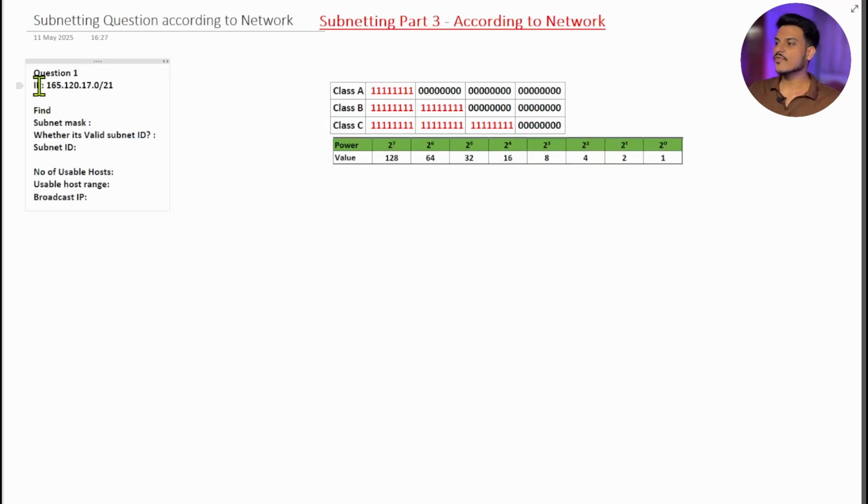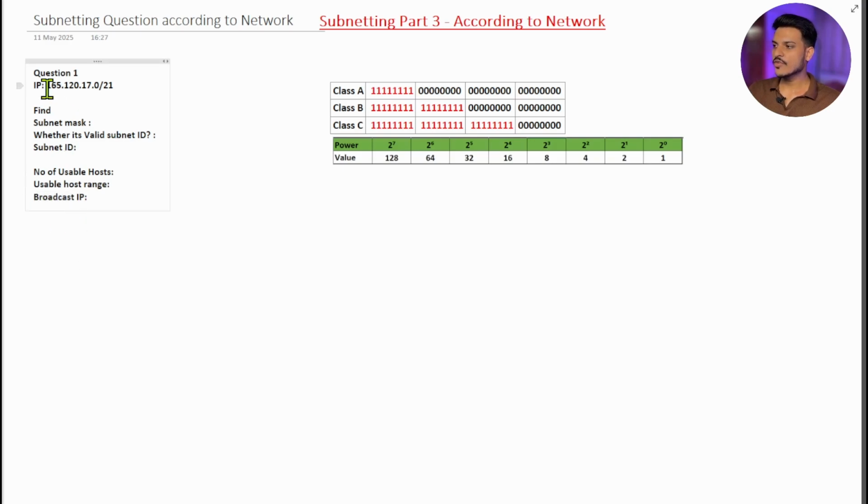Now let's take one example to understand subnetting according to network in a much better way. I have taken a random IP, that is 165.120.17.0/21. We need to find the subnet mask, and whether it is a valid subnet ID or not. If it is a valid subnet ID, it will be that only. If it is not, then what was the actual subnet ID? Then the number of usable hosts, the usable host range, and its broadcast IP.